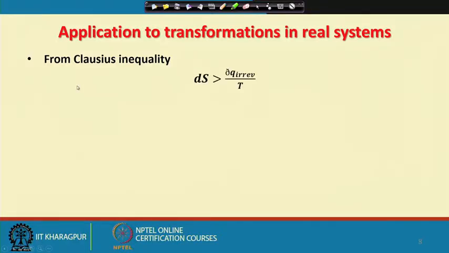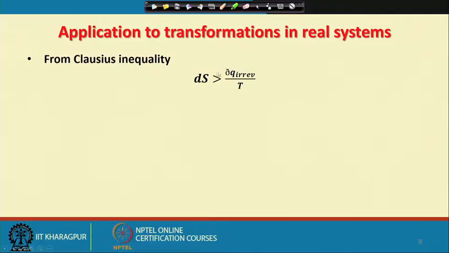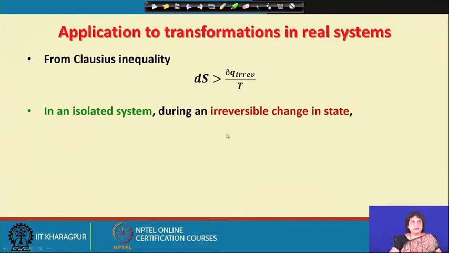Now, this mathematical relationship is perhaps best understood when we apply it to a real system. So, let us have a look at what it means by applying the Clausius inequality to a real system where a spontaneous process is happening. The Clausius inequality tells us that dS should be greater than dq irreversible by T. Now, if I have an isolated system, will there be any heat exchanged between the system and the surroundings during this change in state? The answer is no.